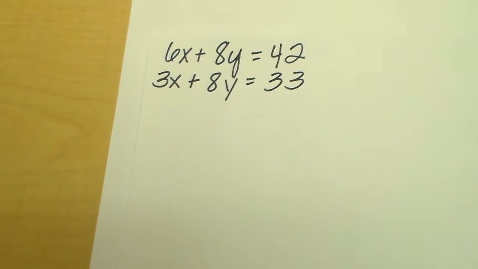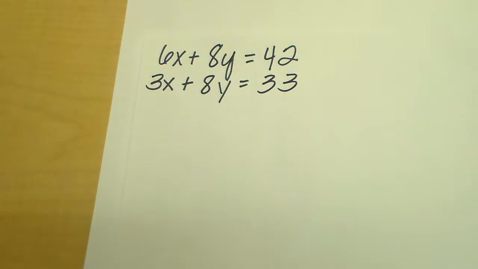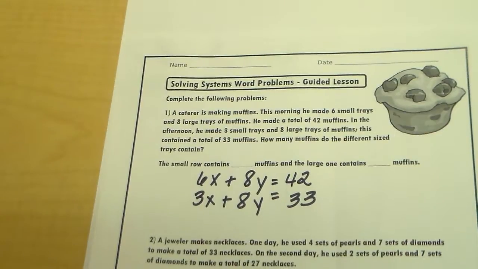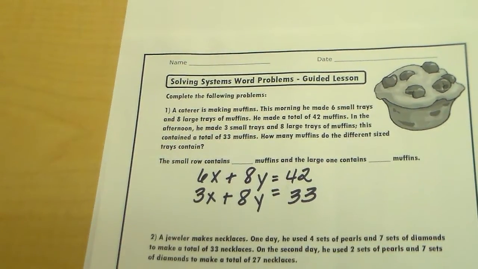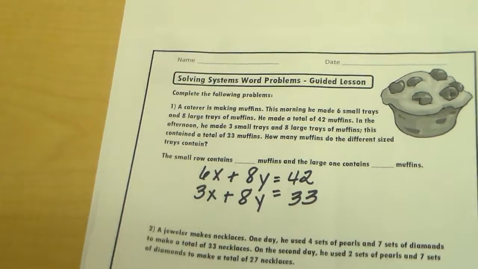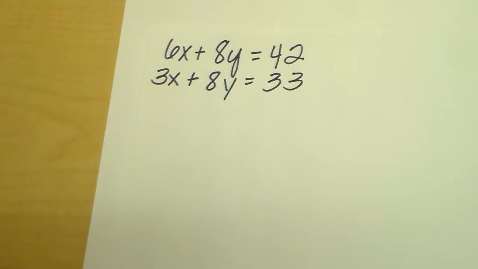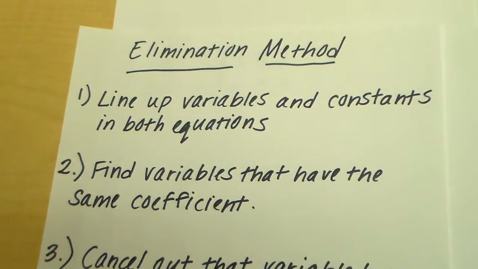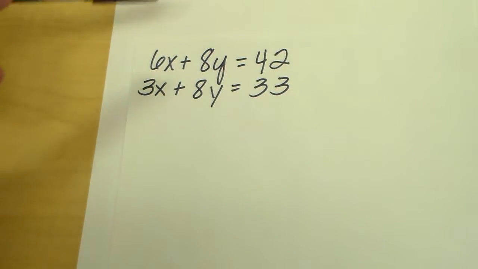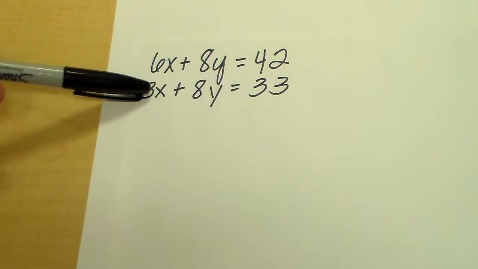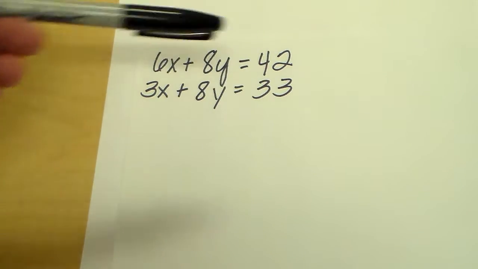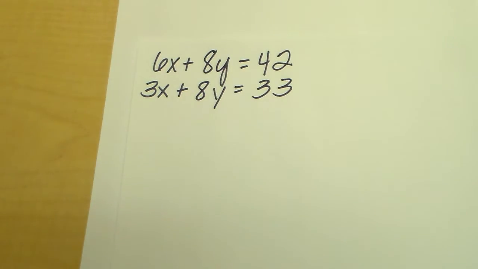First problem we're going to look at actually comes directly from the work we did today. Number 1 on our word problems, we ended up with the 2 equations 6x plus 8y equals 42 and 3x plus 8y equals 33. So I rewrote those equations. You should be rewriting them as well. And our step 1 says line up variables and constants in both equations. So what that means is I want my x's in line, one above the other, y's are in line, and then on the other side of the equal sign, I have my constants. So this is already lined up for me.